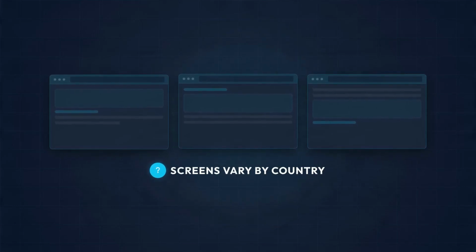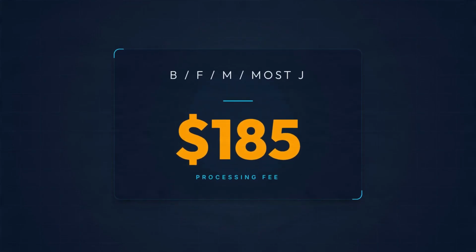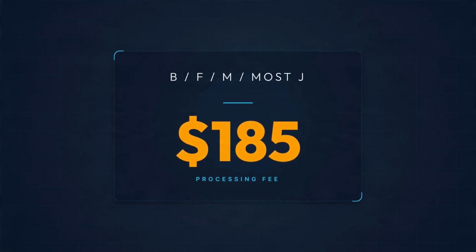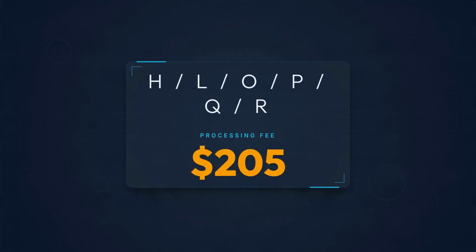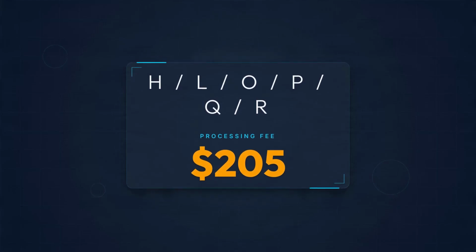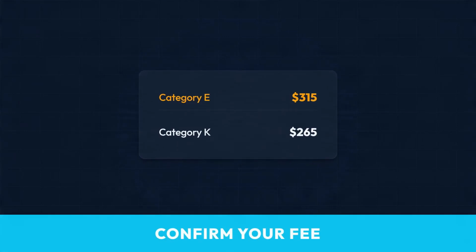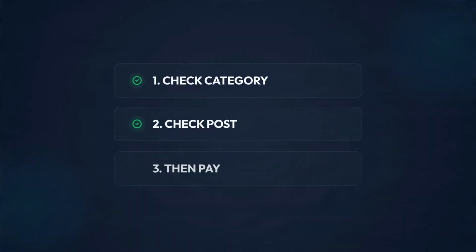Then comes the visa application fee. For many common non-petition-based visas, including B visitor visas and F, M, and most J applications, the current application fee is $185 US. Petition-based categories such as H, L, O, P, Q, and R are currently $205. E-visas are $315, and K-visas are $265. There are exceptions, so always confirm the fee for your visa category before paying. And remember, the application fee is generally non-refundable. That is another reason to confirm the correct visa category and processing location before you pay. Be absolutely sure.